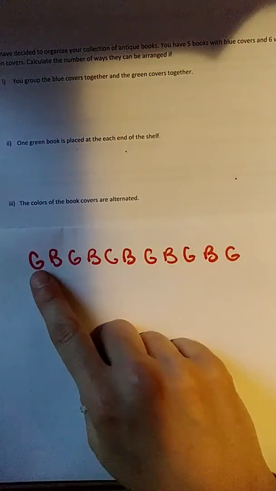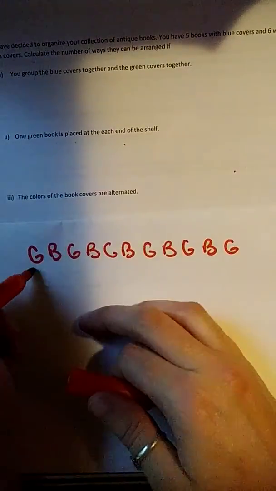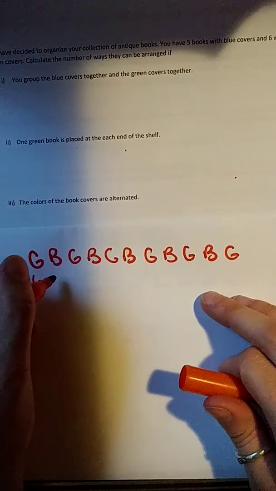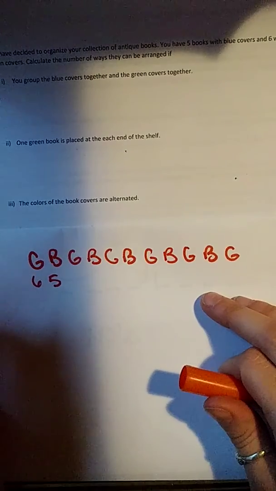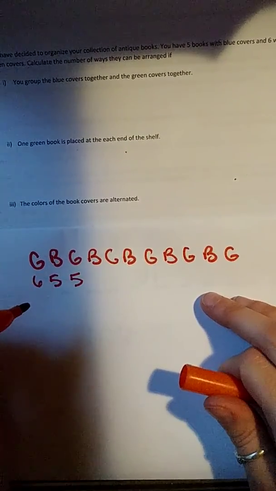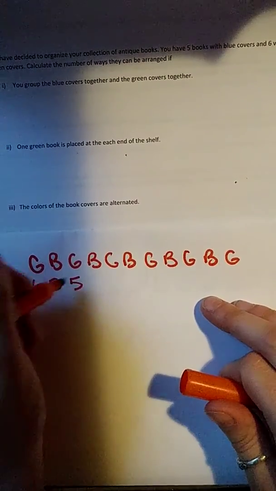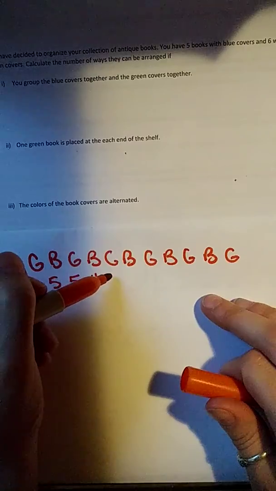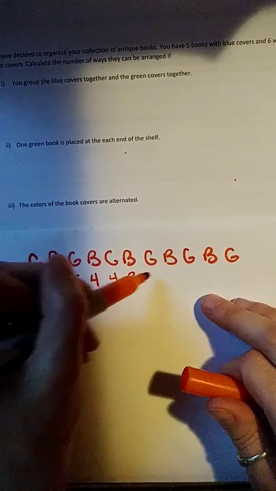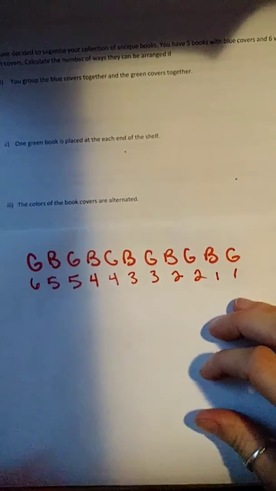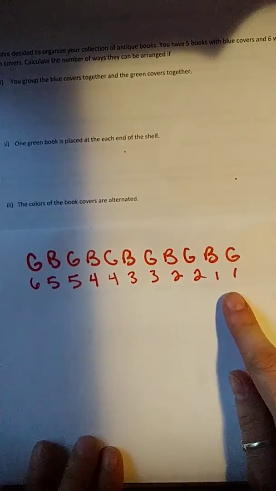The first one has to be green, and we have 6 different options to put a green book first. The next book has to be blue, and we only have 5 options to put a blue book there. Now, we've already chosen one of our green books, so we only have 5 options left for the next green. We've chosen one of our blue, we only have 4 options left for the blue, and this pattern continues. You'll see that you have 4 options left here, 3 and then 3, 2 and then 2, and 1 and then 1. This is going to be a common theme when we're alternating things.